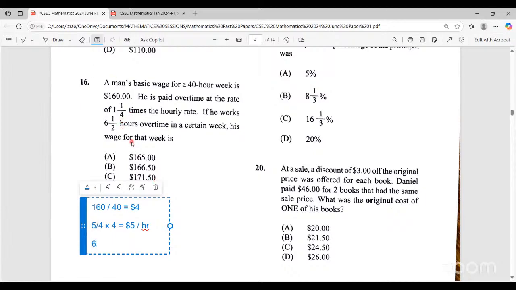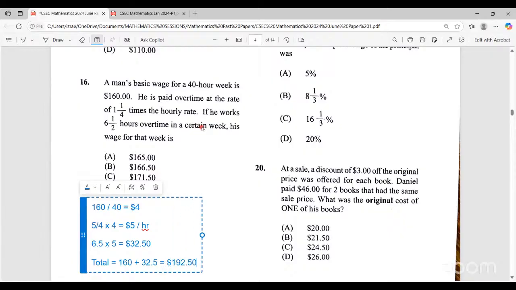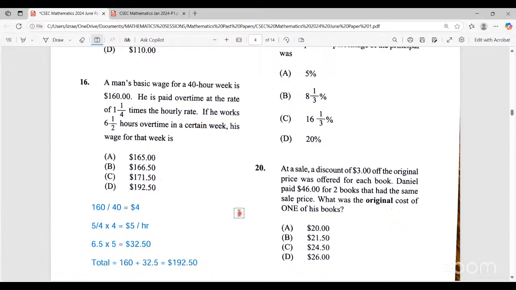Six and a half hours, or 6.5 multiplied by $5. Right? So 5 5s are 25, 6 5s are 30, so that gets you $32.50. That's overtime. And what will be the total wage? So total would be 160, add your 32.50 to give you 192.50. So that would be D.